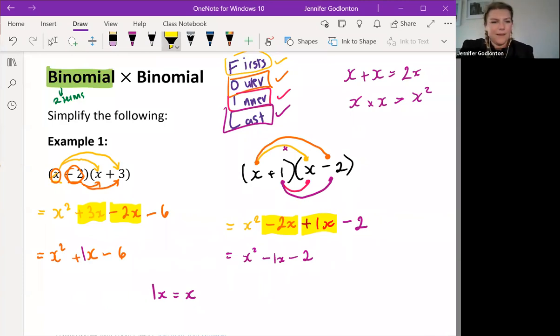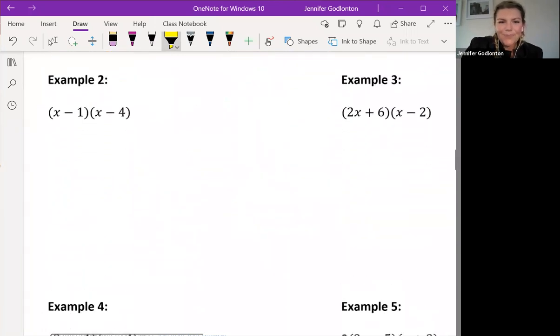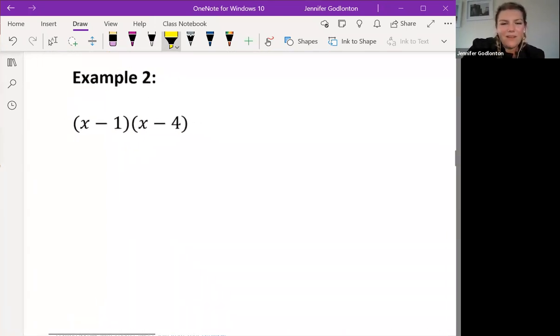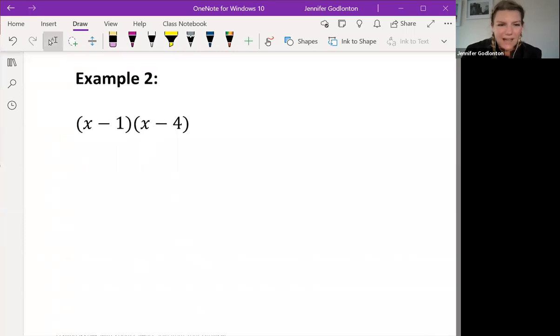Okay, let's go. You're welcome. Okay, my advice is be careful with your signs. Give this one a go and see how it goes. Be very careful with your signs. And remember, we are multiplying, we're not adding.